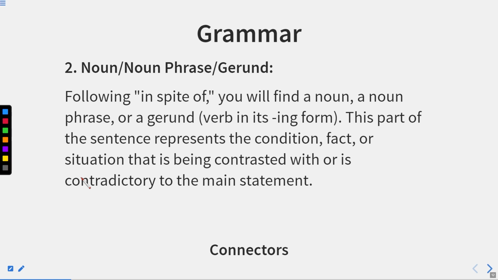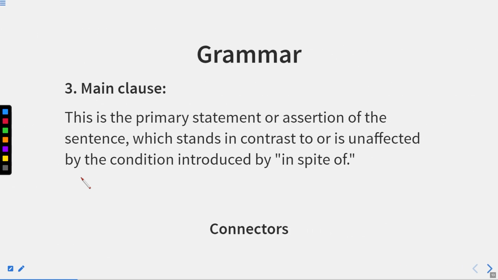Following in spite of, you will find a noun, a noun phrase or a gerund, that is a verb in its ing form. This part of the sentence represents the condition, fact or situation that is being contrasted with or is contradictory to the main statement. Now, what is the main clause? This is the primary statement or assertion of the sentence, which stands in contrast to or is unaffected by the condition introduced by in spite of.